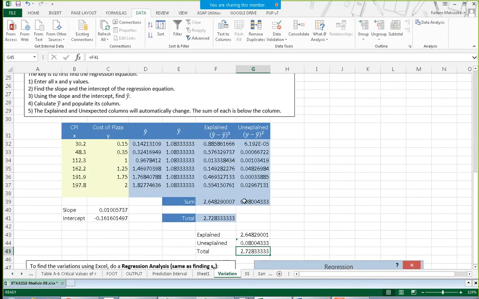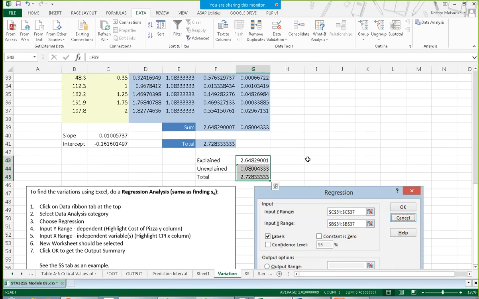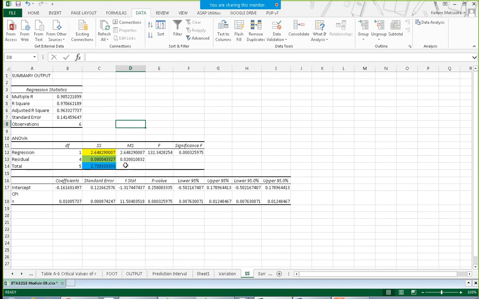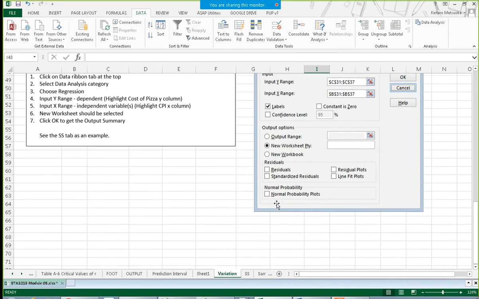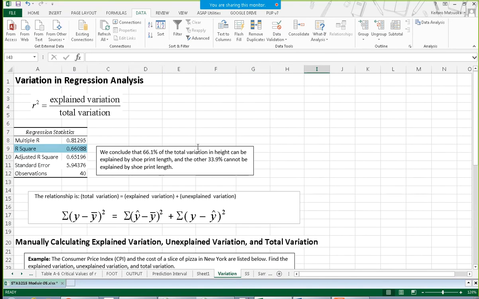So you can do it by hand, or let Excel do it for you. You get the same answers. So that's how you calculate variations.